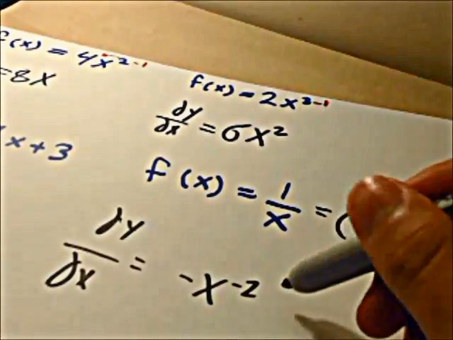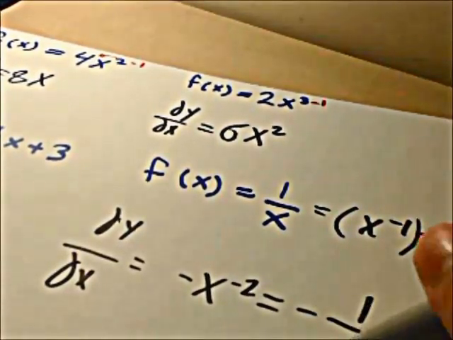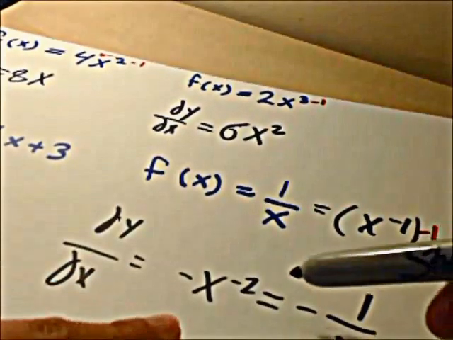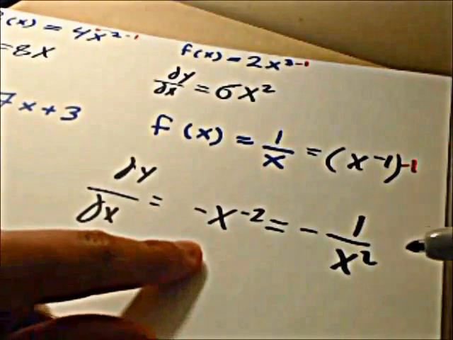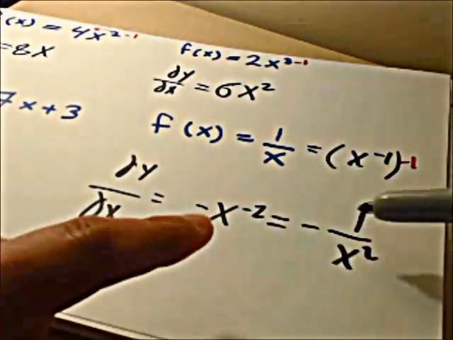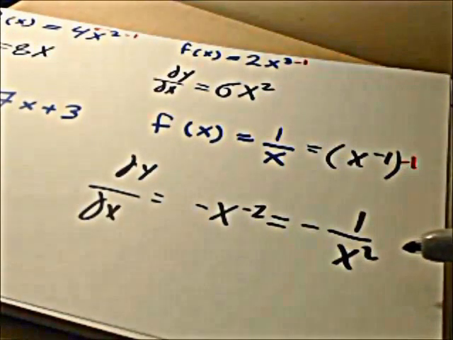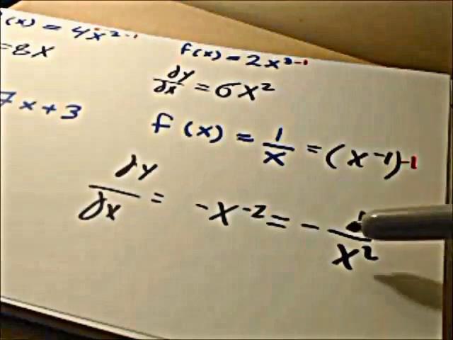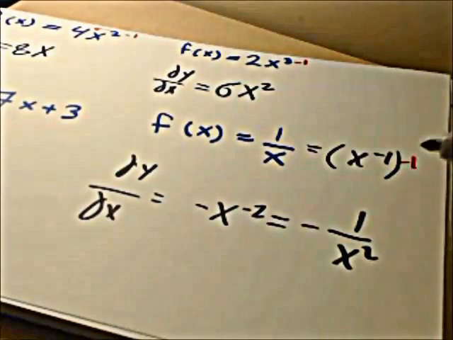If you want to write it in fraction form, it's going to be minus 1 over x squared, because here the power is minus 2. So we write it in the denominator with 2. If you want to put it up, we change the sign. If you want to put it down, we revert the sign back. So minus x to the power minus 2 is minus 1 over x squared.